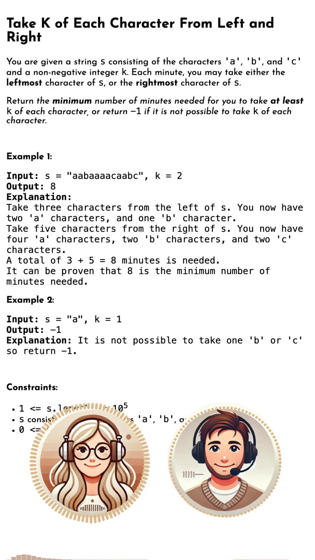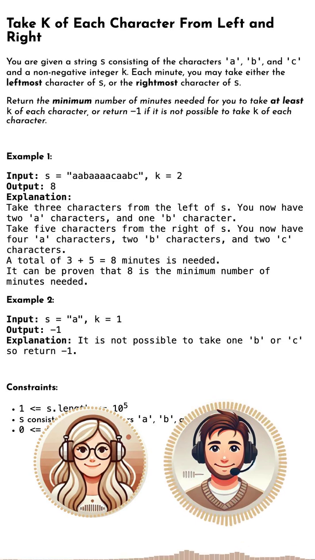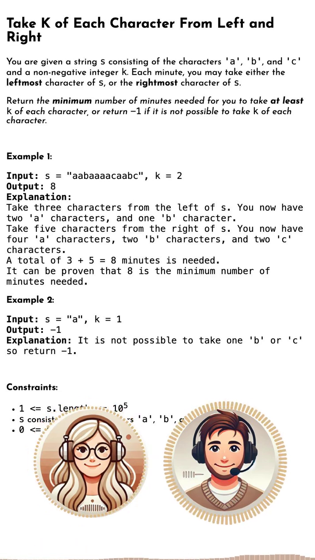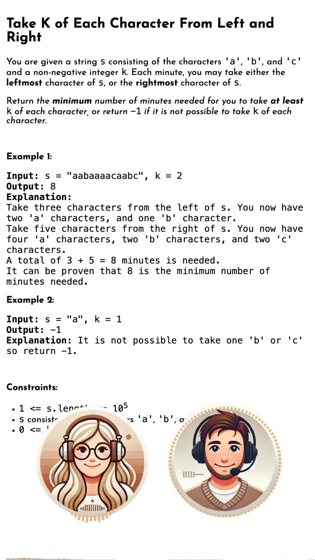So how do we even begin to tackle this? It feels like a bit of an alphabet soup. Well, one way to start is with the most straightforward approach. Brute force. We could systematically try every possible combination of picking from the left or the right, keeping track of the steps for each. So it's like exploring every single path down that conveyor belt of letters. Exactly. We'd keep going until we find a combination that gets us at least K of each letter. Then we compare all the successful combinations and see which one took the fewest steps.